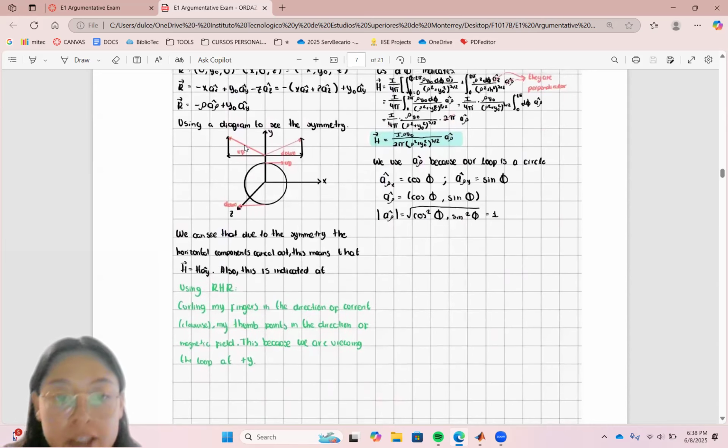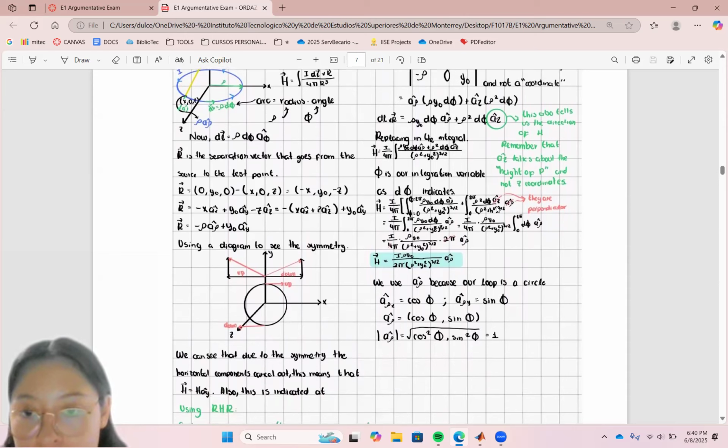Then I simply replace all my values in the integral: the r, the magnitude of r that is here, and the unit vector and the cross product that is here. And phi is my integration variable, so I integrate phi from 0 to 2 pi because we're talking about a full circle. And here we see that in this case the integral cancels out because z and rho are perpendicular. So I solve for this part of the integral and I obtain this.